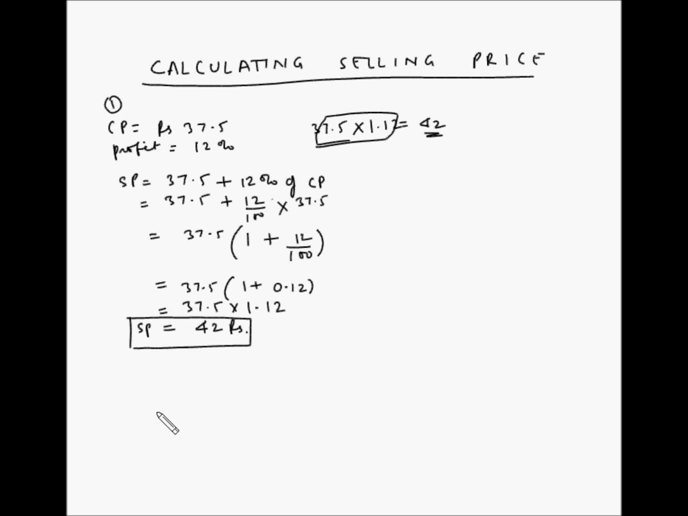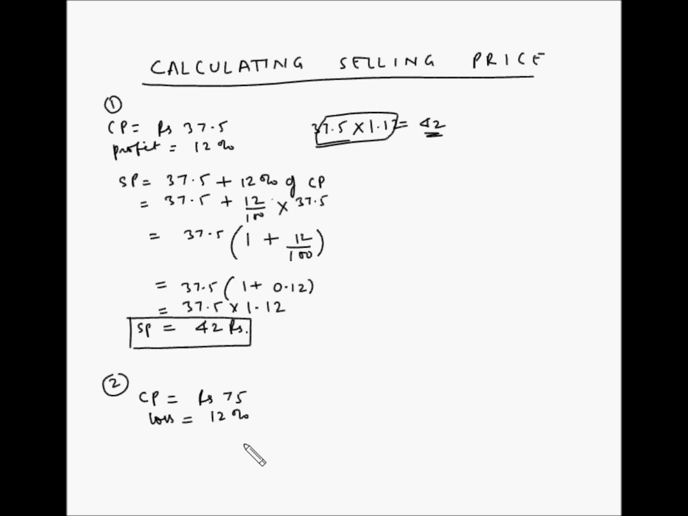Now let's take another example. Let's say you are having a discussion with a friend of yours who deals in shares and stocks. Now he says that he bought shares for rupees 75. So in other terms, this is his cost price, and due to some urgent requirement of money, he had to sell at a loss of 12%. So his loss is 12%.